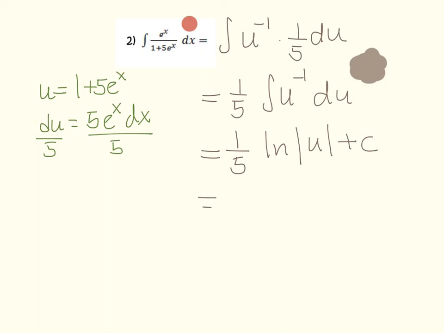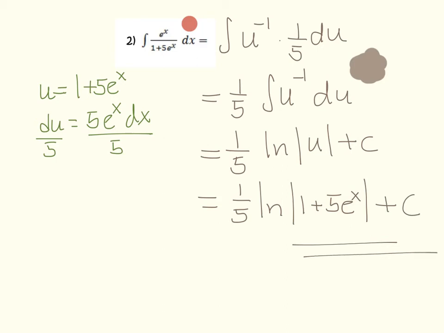So we have 1/5 times natural logarithm of u, which equals 1 plus 5 e to the x, in absolute value because of the domain of a logarithmic function, plus a constant. If you want to check if this is correct, all you have to do is obtain the derivative.